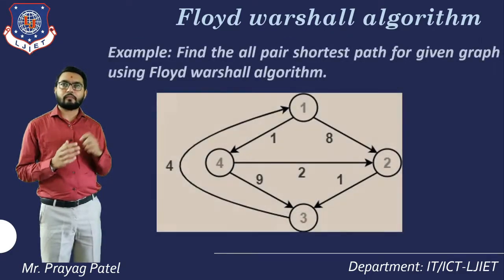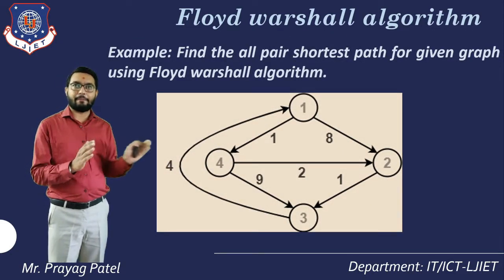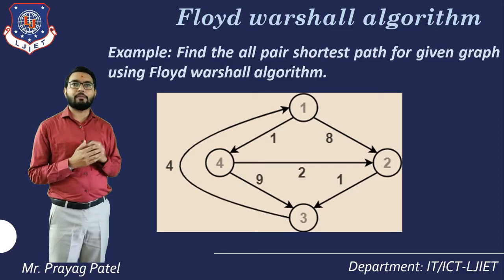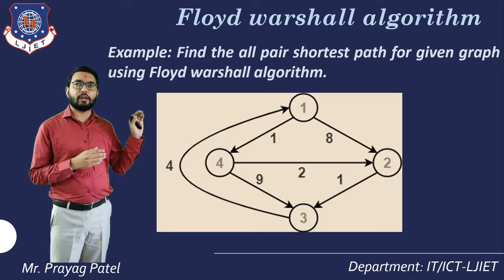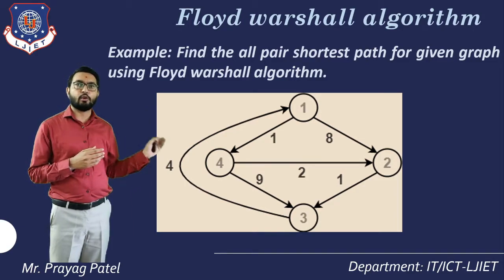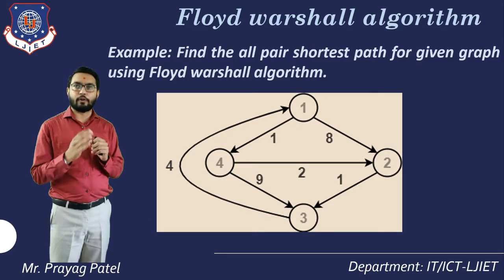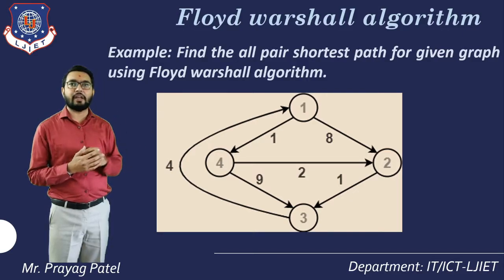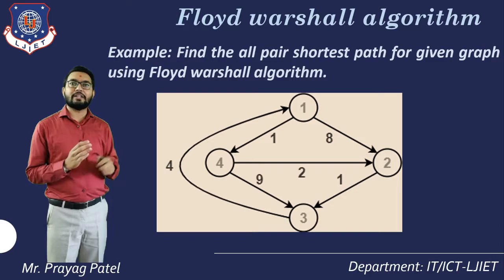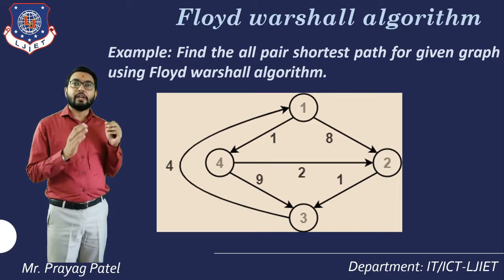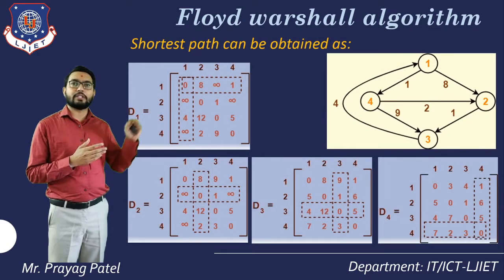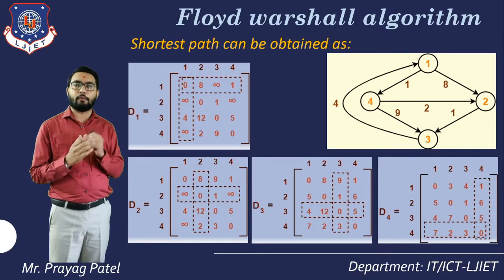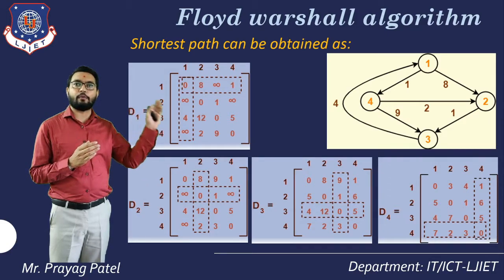Now consider another example for your reference. Find the all pair shortest path for the given graph using Floyd Warshall's algorithm. Here the total number of nodes is 4, so nodes 1, 2, 3 and 4 are the 4 nodes. Each and every edge is there, and the weight of every edge is given in this graph. Now consider how you can solve this example. Here the table or matrix size is 4 by 4, because there are 4 nodes, so consider 4 rows and 4 columns.